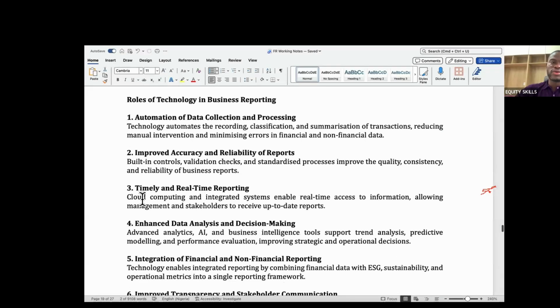So from these tools, I also need you to be aware of the roles of technology in business reporting. You will see that number one is automation of data collection and processing. All of these tools have automated data collection. If you want to enter sales, for example, on QuickBooks, the best you need to do is just to click on a button. It brings out a dialog box, a form. Just fill the form. You click enter, and that's it. It does the remaining for you.